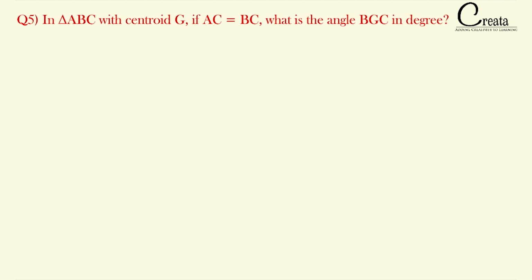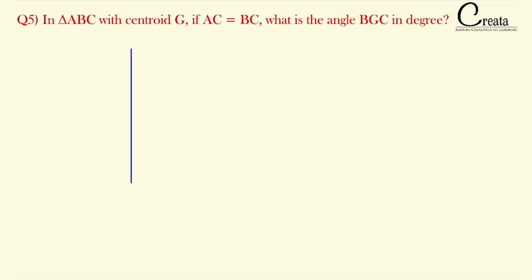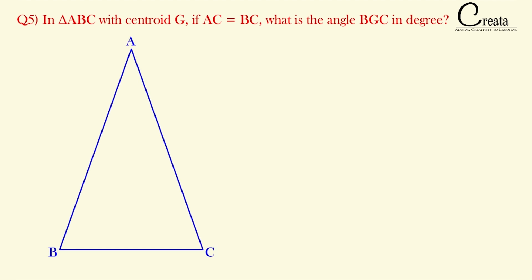The question is, in triangle ABC with centroid G, if AG is equal to BC, what is the angle BGC in degree? Let's go step by step. First of all, we will try to visualize and observe the question. In the question, a triangle ABC is given. This is the triangle ABC, and centroid G is given. We know the centroid is the point of intersection of three medians. It is also given that AG is equal to BC, which means this length AG is equal to BC.